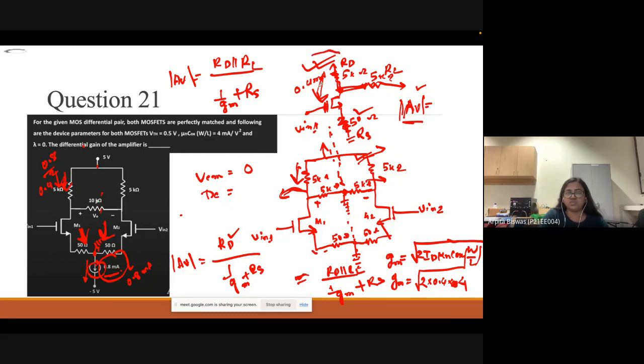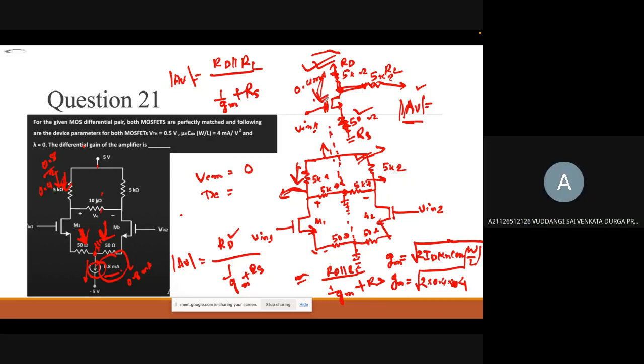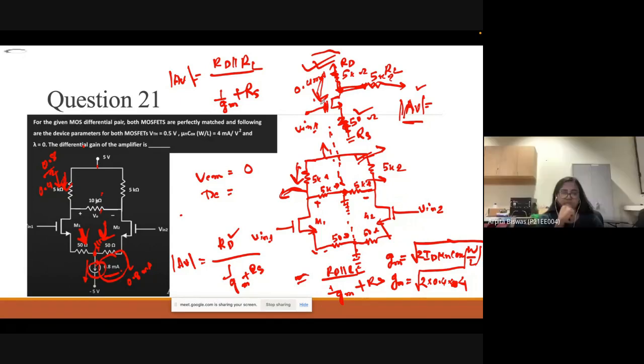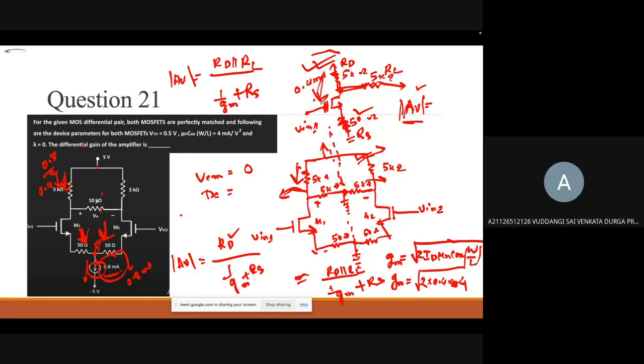Ma'am, the current is 0.4. Can you tell in which region the MOSFET is, saturation or triode region? At first, tell me in which condition the MOSFET will be in saturation, and in which condition it is in linear. If VDS is greater than VDS sat, then it is in saturation.